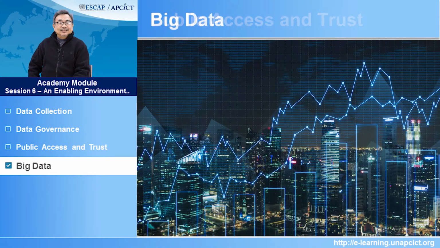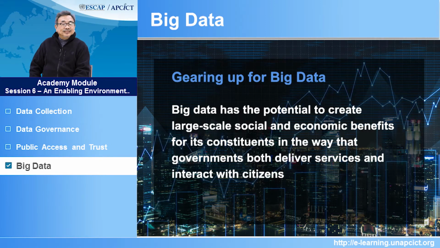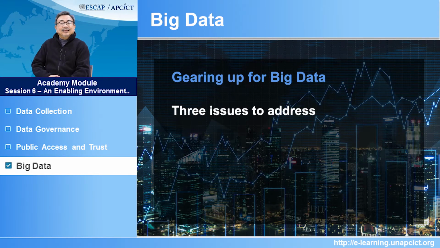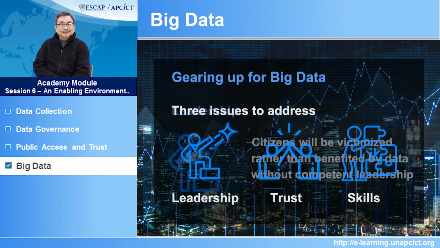The fourth area is preparing for big data. As we've already discussed, big data has the potential to create large-scale social and economic benefits for its constituents in the way that governments both deliver services and interact with citizens. There are three areas to address if we're interested in using big data for governance. The first is providing leadership. The second is enhancing trust. And the third is developing or acquiring the necessary skills.